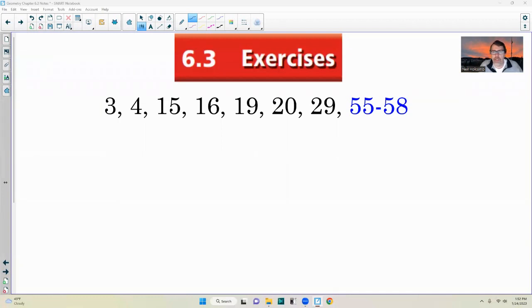That brings us to the end of chapter 6.3, a fairly short chapter section, but a lot of vocabulary words. So use your flashcards, learn those terms, and do these exercises. Problems 55 through 58 are review problems.